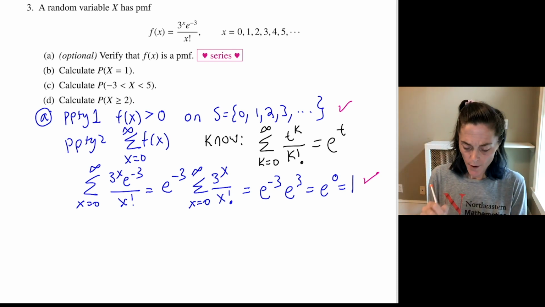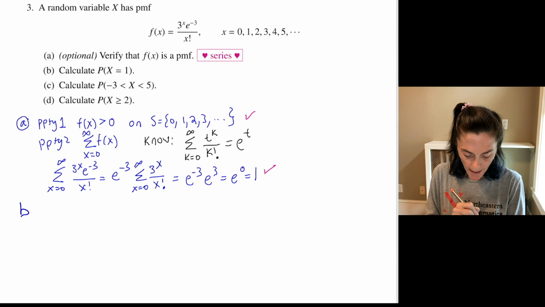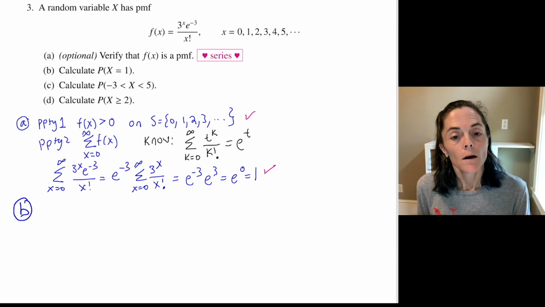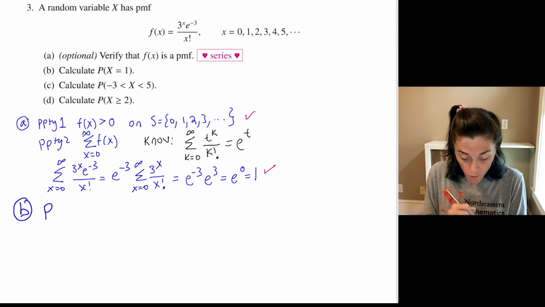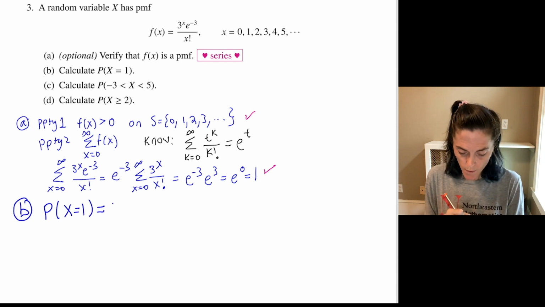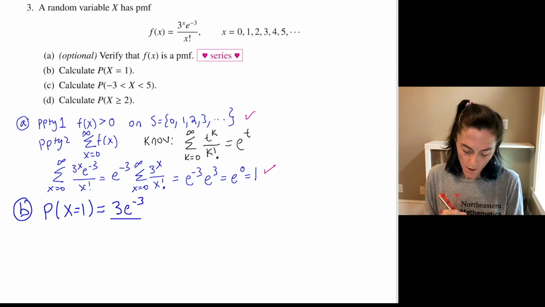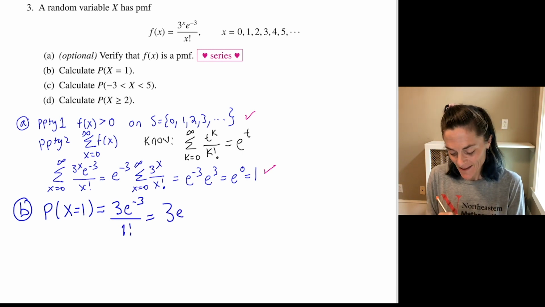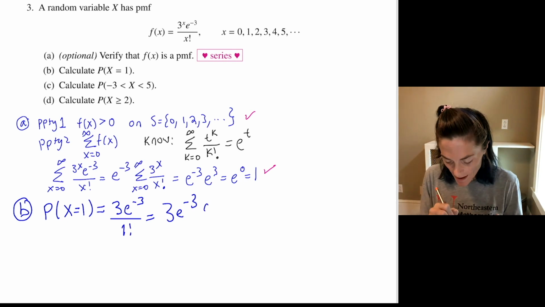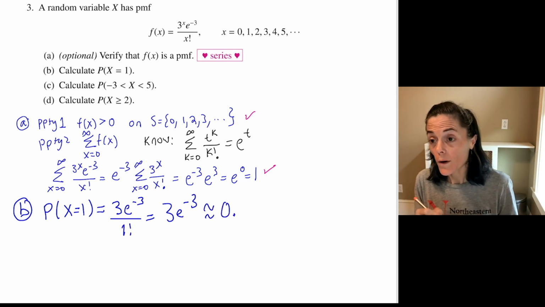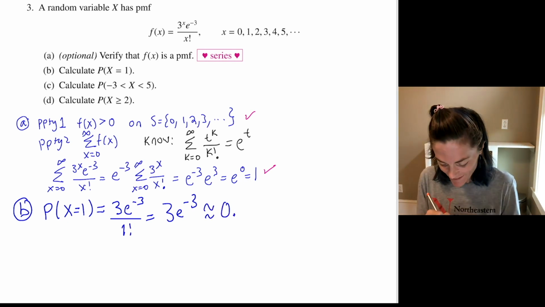Now let me shrink letter A some. Letter B. The probability that x equals 1, we just evaluate this function. So this would be 3 to the 1, e to the minus 3, over 1 factorial. 1 factorial is just 1. So we have 3 e to the minus 3. This is approximately 0.1494.